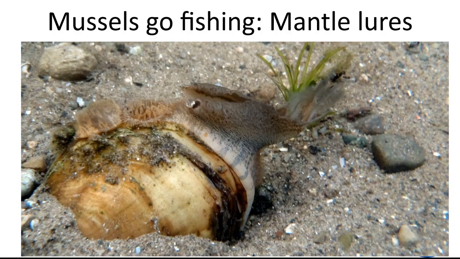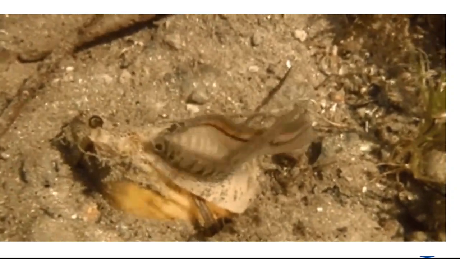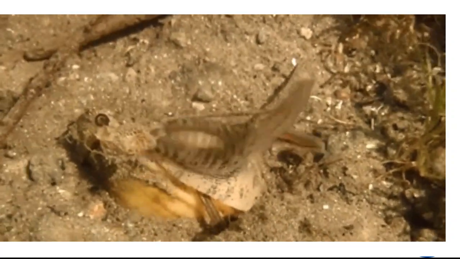Here's another example of a mantle lure. So the mantle is the part inside the shell that's growing out and creating the lure to attract fish. Here's another example of a mantle lure, and this is a female displaying to try and get the attention of fishes.